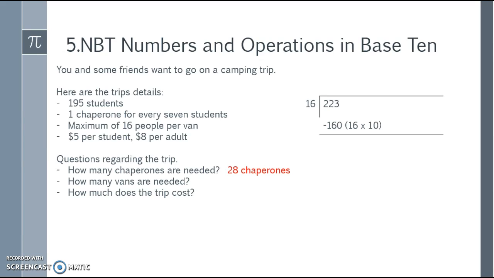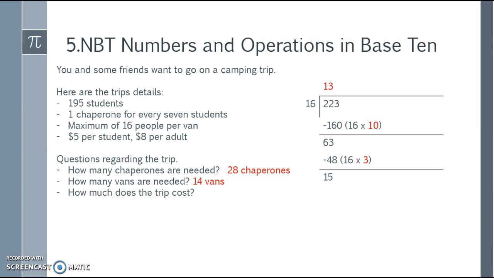16 times 10 is 160, remainder of 63. 6 times 3 is 48 with the remainder of 15. I add 10 and 3 together to get 13, but there's still 15 people that don't have a van. Therefore, we need 14 vans to cover all of our people.